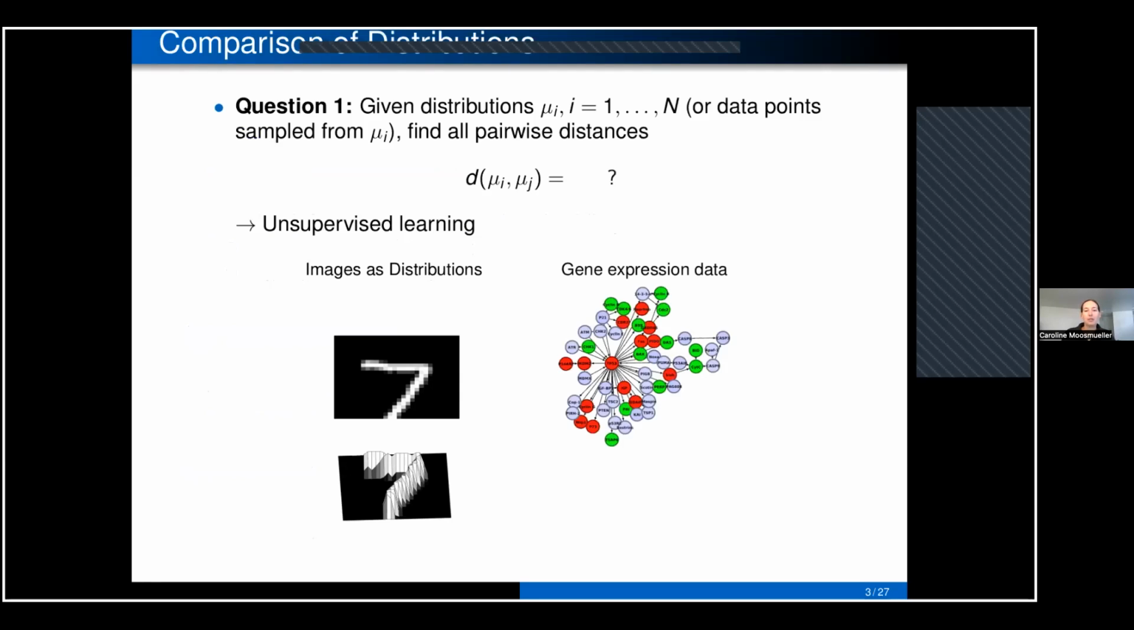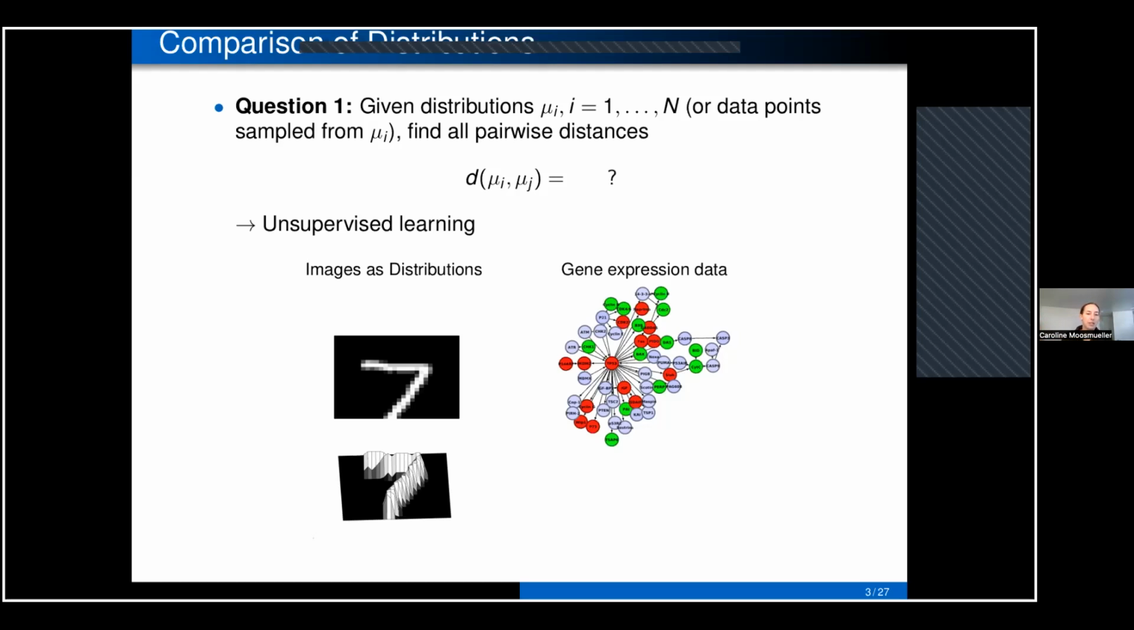I'm talking about data points that come in the form of distributions. So not really the usual setup that we know about where you have a vector in a linear space and you try to say something about that, but really each instance is a distribution itself, or a histogram, or if you do applications, a point sample from the distribution. And potential application areas or examples of such data sets could be images, which can be thought of as distributions over a pixel grid, or for example, gene expression data, which can be considered as a distribution over a gene network.